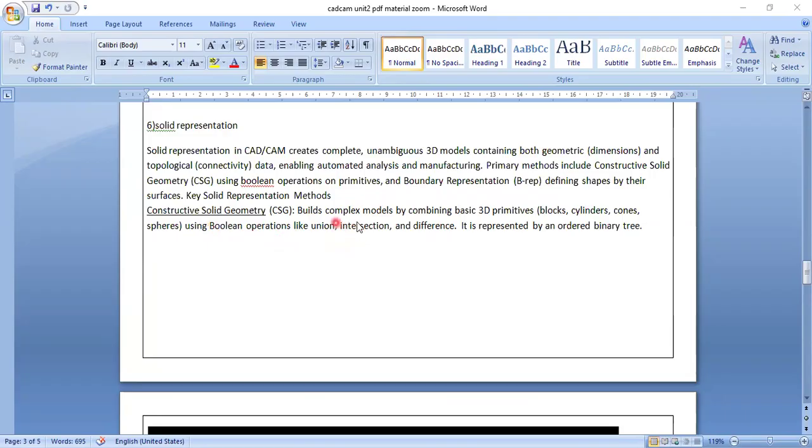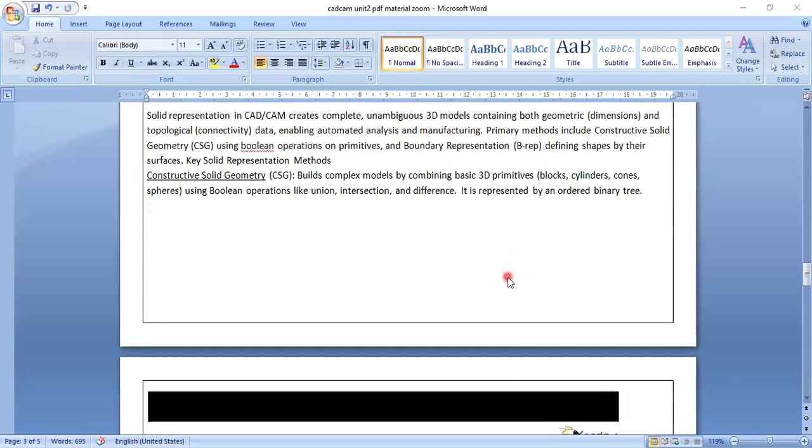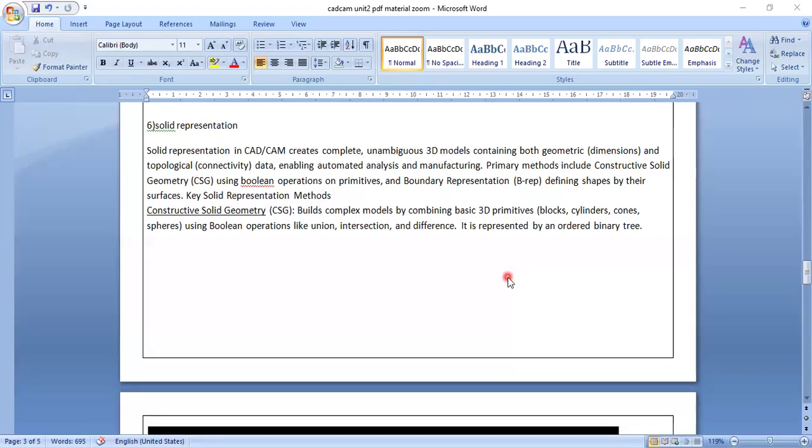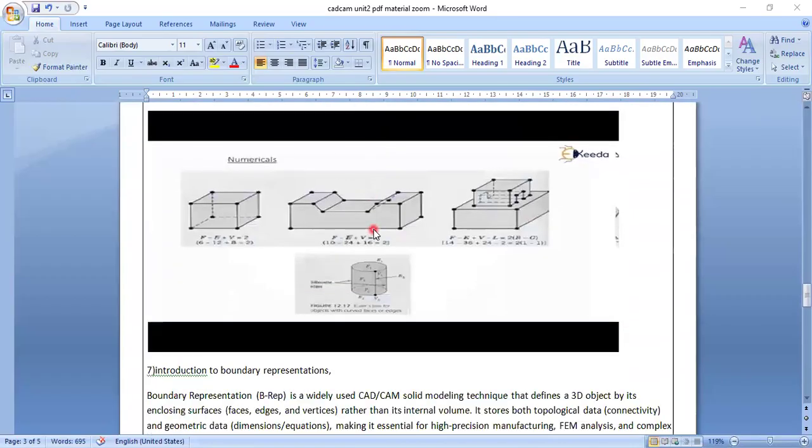CSG, if you are taking, builds complex models by combining basic 3D primitives. So you can combine 2-3 figures, for example, block on cylinder, cylinder on cone, on sphere, using Boolean operations. Like union operation means combination, intersection, and subtraction. Difference also means subtraction. It is represented by any order of these operations. So here, in solid representation, you are going to base on union, intersection, and difference, which are called Boolean operations in the software representation. See here, they are not subtracted here. Total figures are shown. If you subtract them by using the Boolean operations, you will get this solid representation.